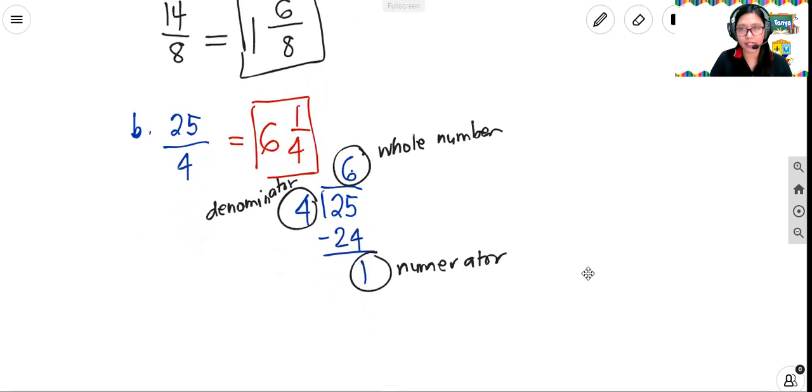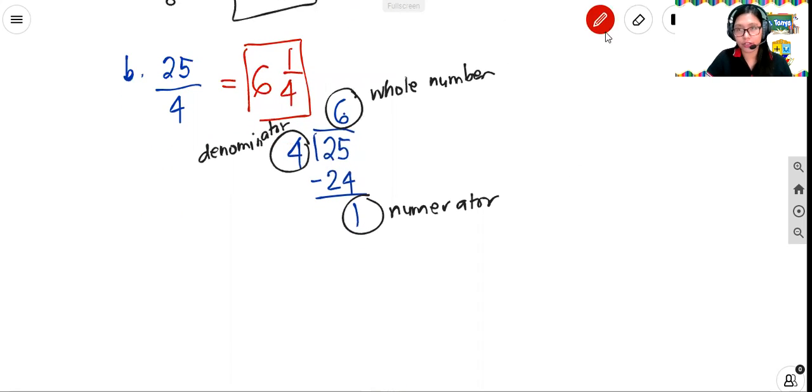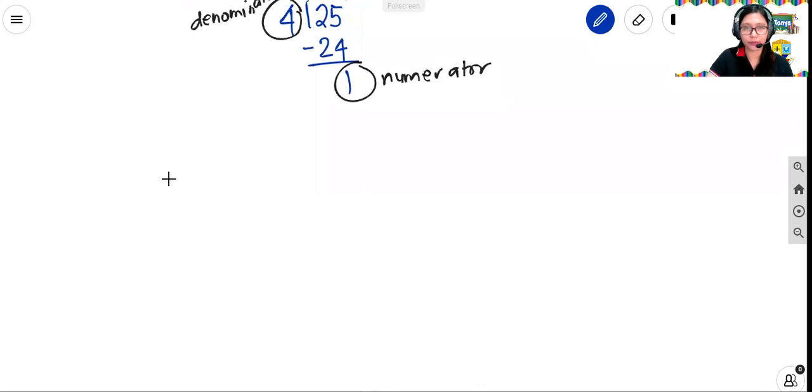I hope you're getting it now. Let's try another one. Last example before you practice on your own. 16 over 9. So again, in order for us to express this in mixed number, we have to divide the numerator by the denominator. So 16 divided by 9.